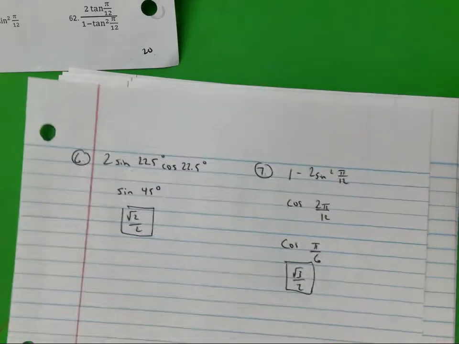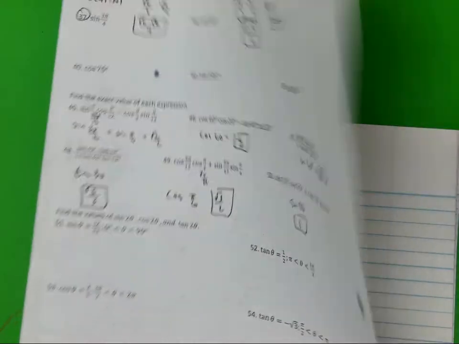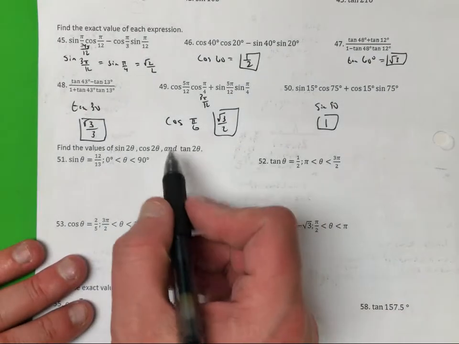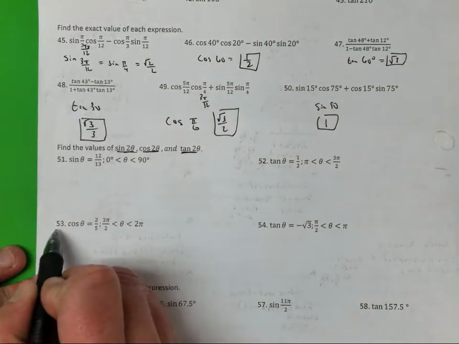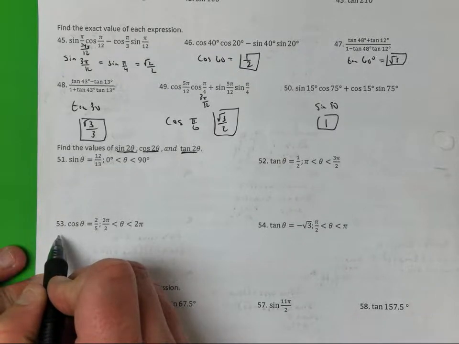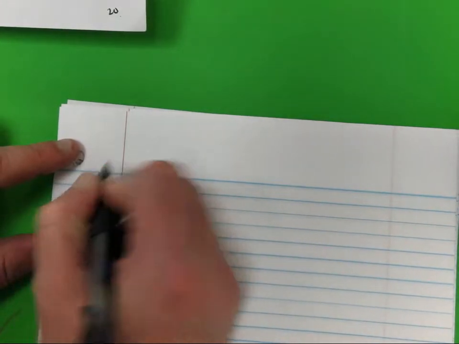Alright, now I'm going to work on your homework some. Turn to page 20. Let's look at page 20. Page 20 says, find the values of sine 2 theta, cosine 2 theta, and tangent theta. And we're looking at number 53. So those are the double angle formulas we're going to be working with. So let's look at number 53.